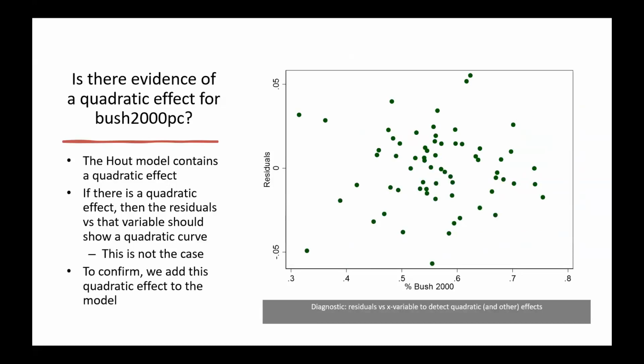Given that the Hout model has a quadratic effect, we could also look for a quadratic effect here. And so this is our 5th diagnostic, or maybe it was the 2nd in the order we presented. So we're looking at the residuals as a function of the X variable of interest, where we might suspect a quadratic effect. What do we see here? Nothing. Definitely not a quadratic effect. So there's no reason to add a quadratic effect.